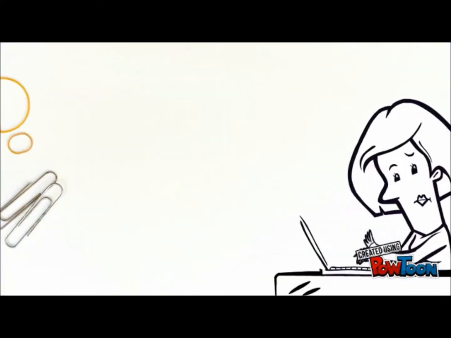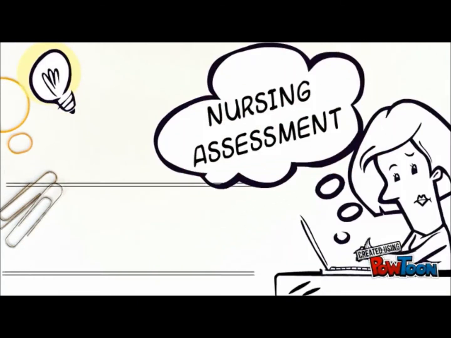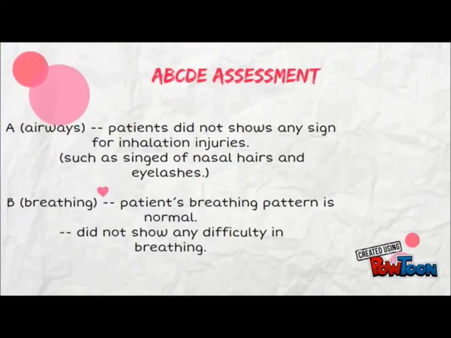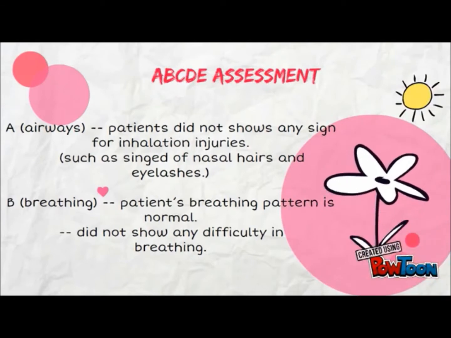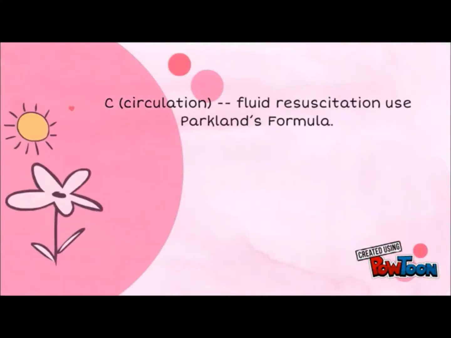Hi, my name is Nur Hidayah and I'm going to explain about the nursing assessment, which is ABCDE assessment and burn severity. ABCDE assessment. First is the airway, where we need to assess the SpO2. In this case, the patient's SpO2 is normal and did not show any sign of inhalation injury. Second is breathing, where we need to assess the respiration rate. This patient's breathing pattern is normal. Since the burn affects the lower limbs only, the respiratory system is not affected.